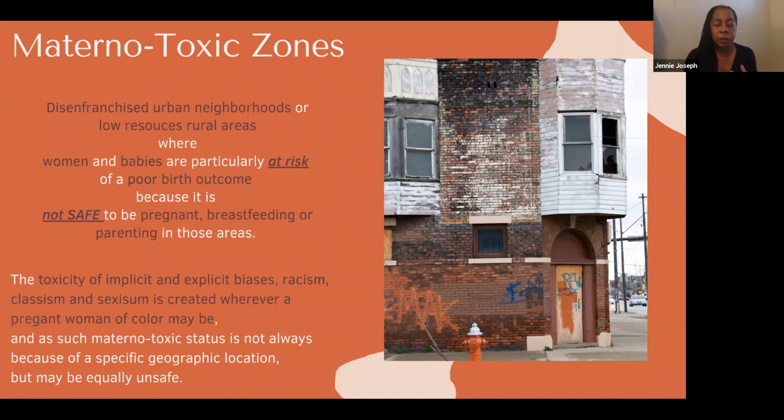So individual judgment and individual bias will impact her, and the maternotoxicity manifests, but structurally, institutionally, the toxicity is also built in. So deep inside a place of safety, there is also structural toxicity that exists. The toxicity of implicit and explicit bias, racism, classism, sexism, is created wherever a pregnant woman of color may be. And it's not always going to be specific to a geographic. So do you see the difference between the physical social determinants of health, the neighborhood, etc., and the actual toxicity? It will travel and find you wherever you are. And that is why it's detrimental.